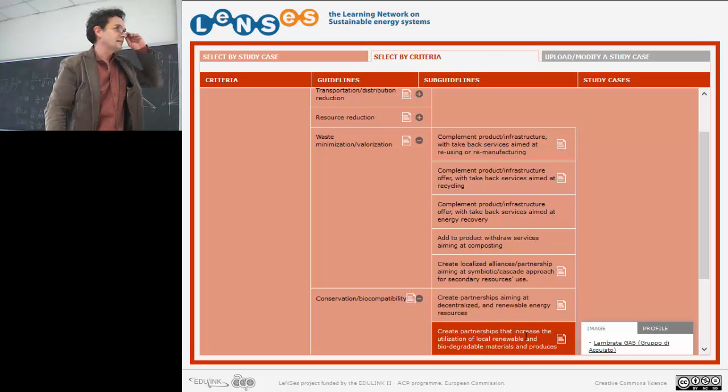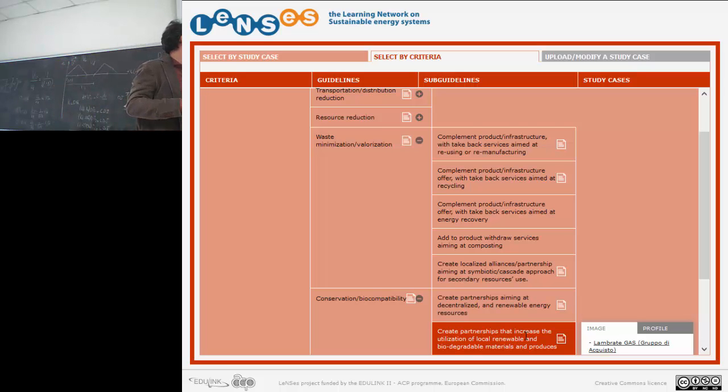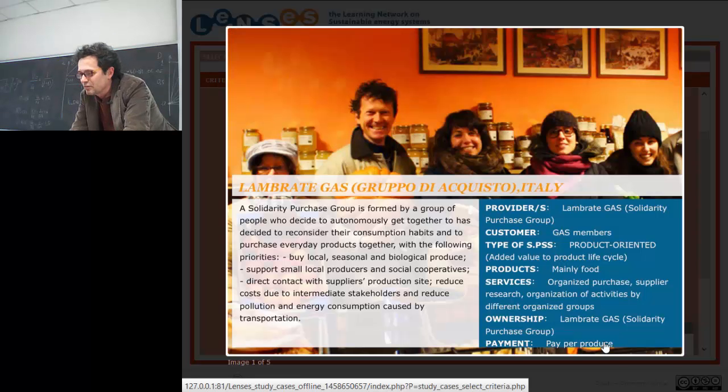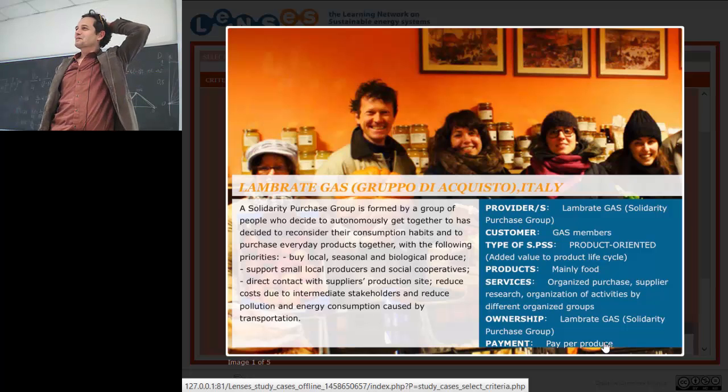Or you can create partnership that increase the use of local renewable and biodegradable material and produce, or anyhow use of local resources. Have you ever heard about we call it gruppi di acquisto? Gruppi di acquisto solidale, solidarity purchasing groups.